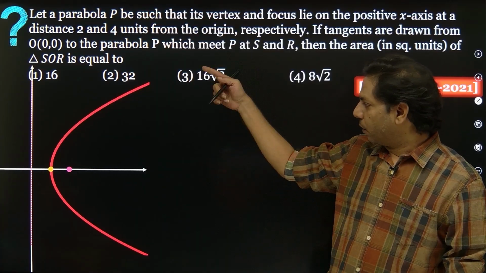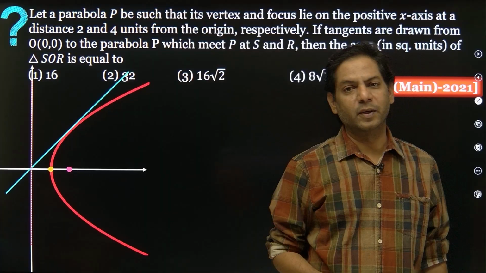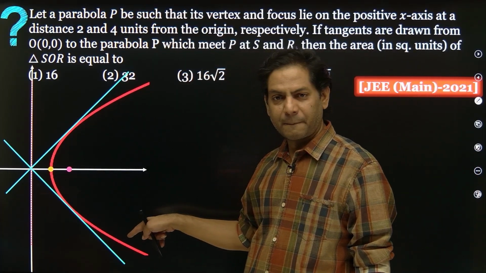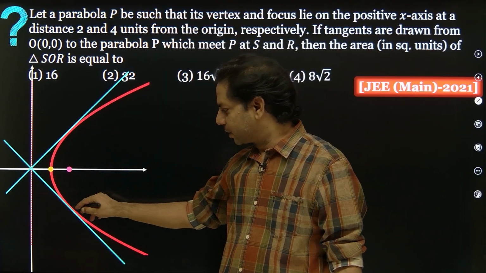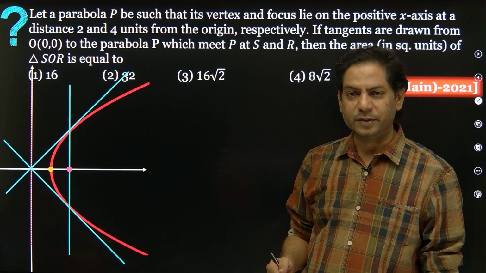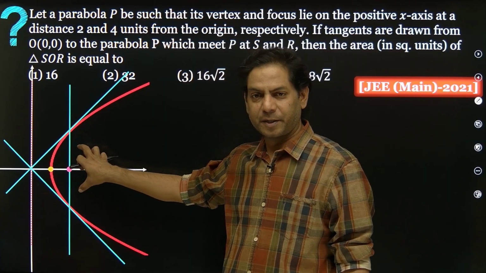And the point O, that is the origin. From there, if we draw two tangents, they are going to look like this. And this point lies on the axis of symmetry of the parabola. So these two points, the upper point of tangency and this lower one, are also going to lie on a vertical line passing through the focus. So that means this line is actually the latus rectum.